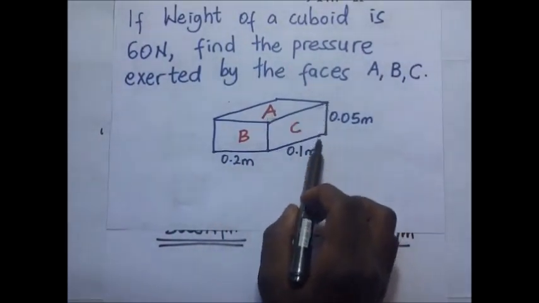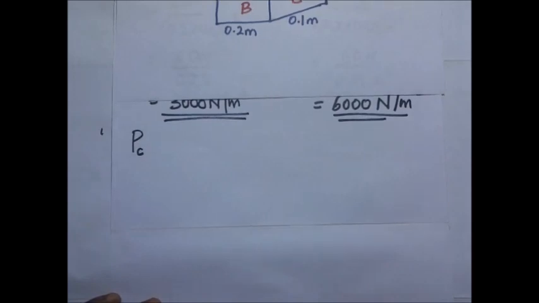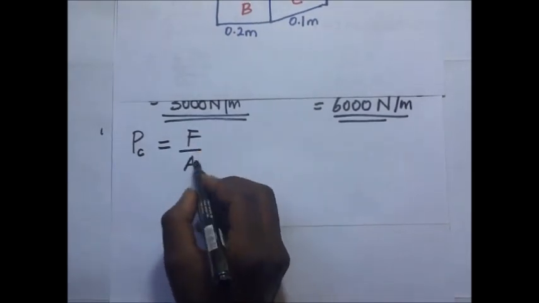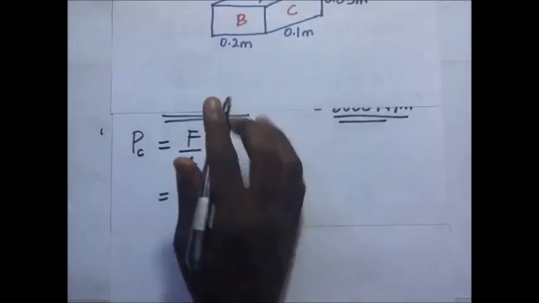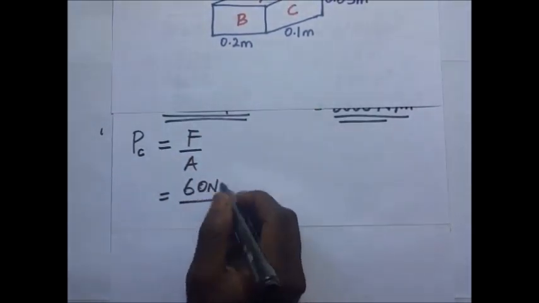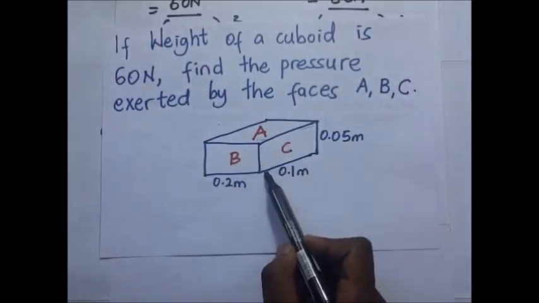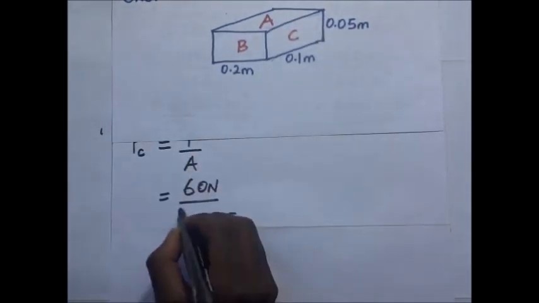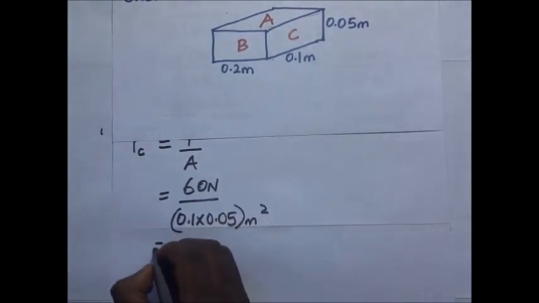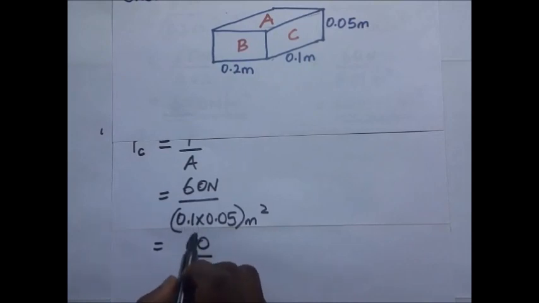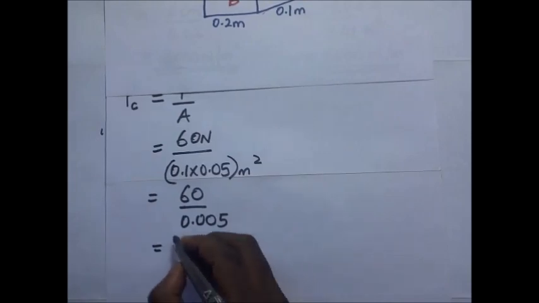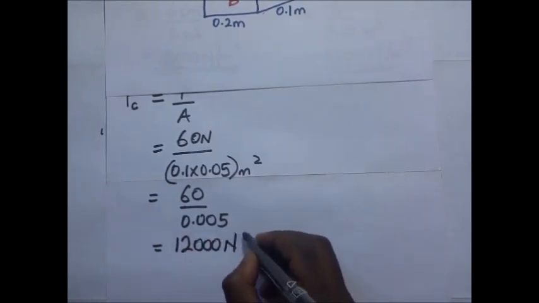Then we have face C. Now the pressure on face C is going to be equal to force over area. We know that our force is still going to be the same. The weight is 60 newtons. So it's 60 newtons, divide that by the surface area. Now if you look at the dimensions of C, it is 0.1 times 0.05. This is supposed to be meters squared. So it's going to give us 60 divided by 0.1 times 0.05, which is 0.005. And we shall get the pressure there being 12,000 newtons per meter squared.